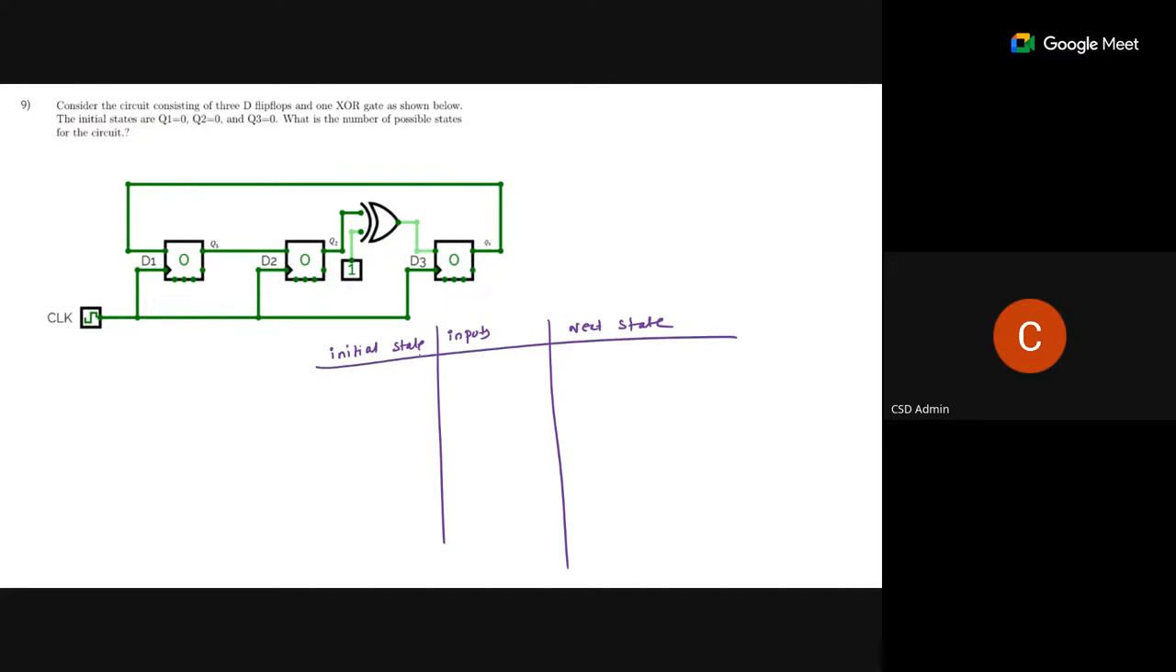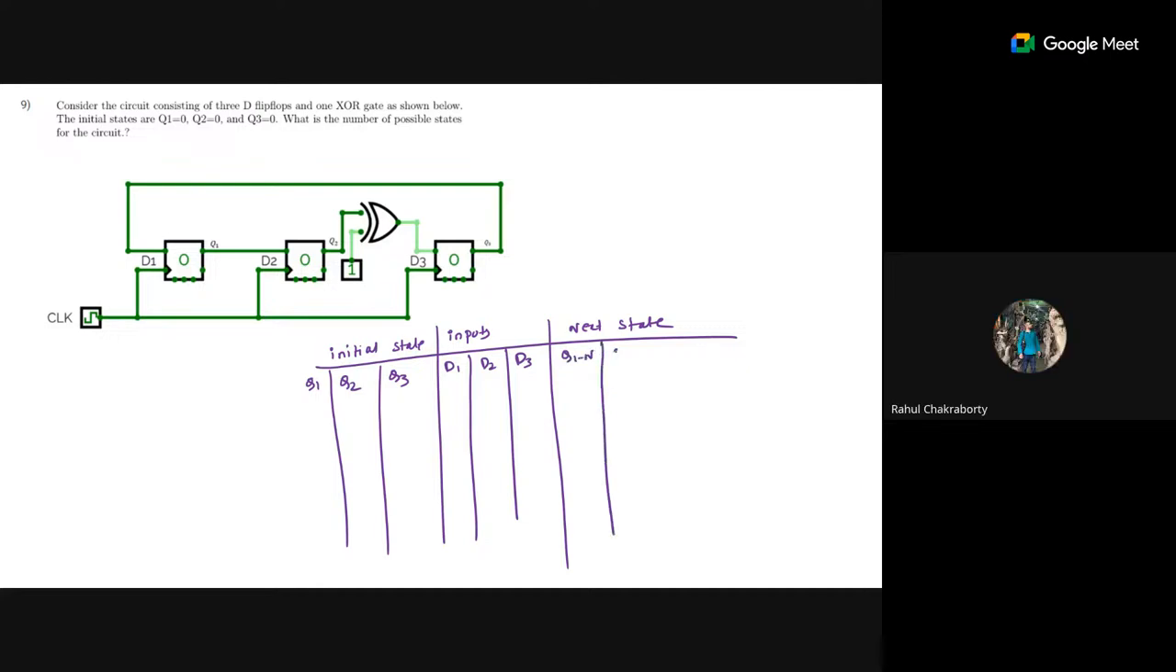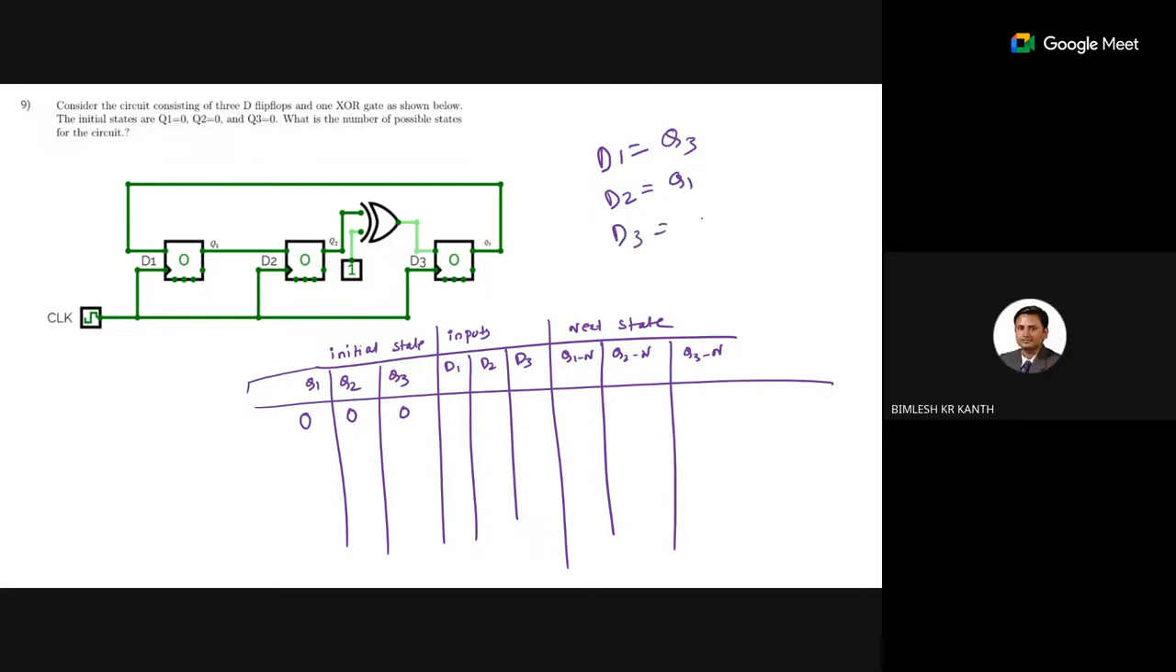Right. Initial state is Q1, Q2, Q3, and inputs will be D1, D2, D3, and this will be Q1 next, Q2 next, Q3 next. So start with 000. Now what is the D1 value? D1 is Q3. D2 is Q1. And D3 is Q2 or Q2 plus 1.